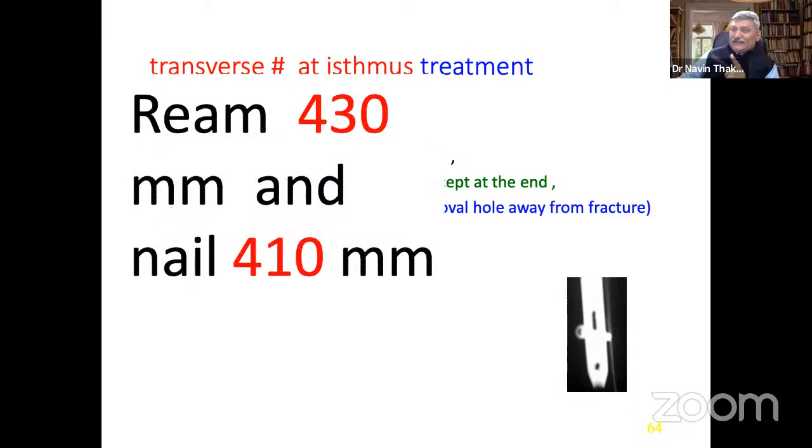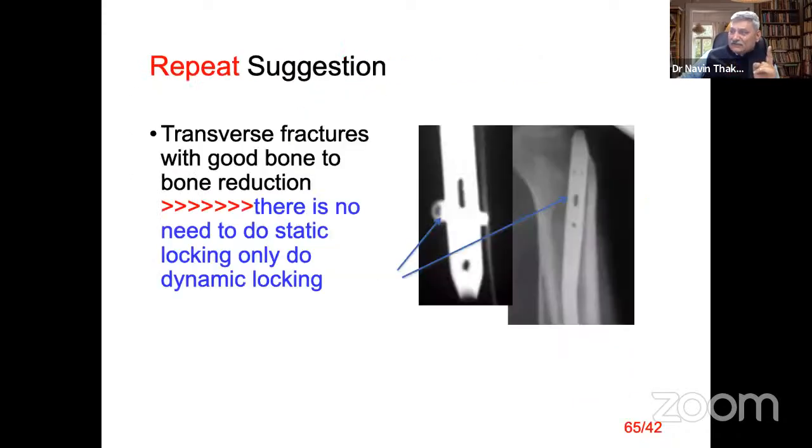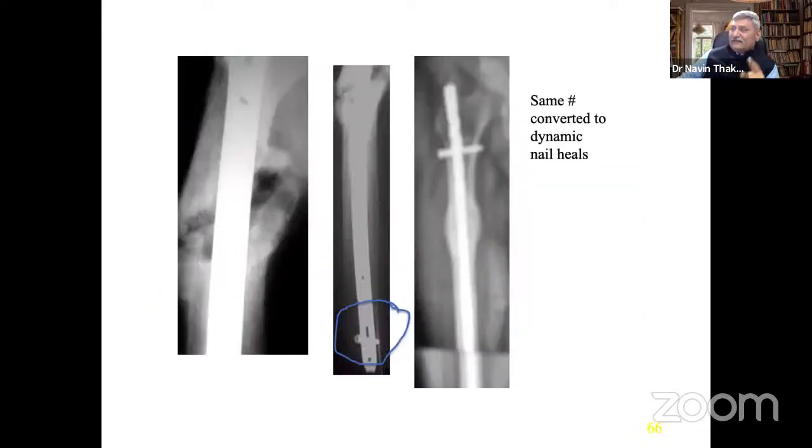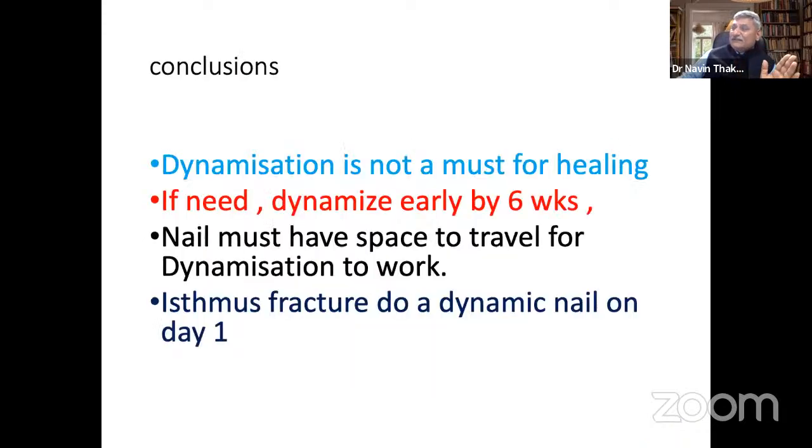So if you ream to 430, have a nail of 410, a little shorter than what you ream. For a transverse fracture with good bone-to-bone reduction, there is no need to do static locking, only do dynamic locking. That is also allowed in the tibia and the femur. But even if you do not dynamize, it will heal. The same fracture converted to dynamic nail holes, then it is retained on the one side with one screw. So the principle is you have to retain. So the conclusion is dynamization is not a must for healing.